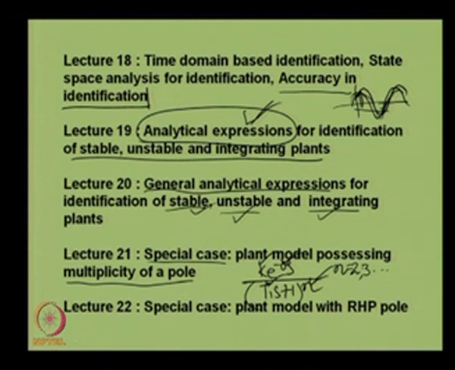Again we shall deal with another special case, a plant model with right half plane zero, which can be shown as k times (minus T0 s plus 1) upon (T1 s plus 1) to the power n. So, this type of plant model is supposed to have right half plane zeros.